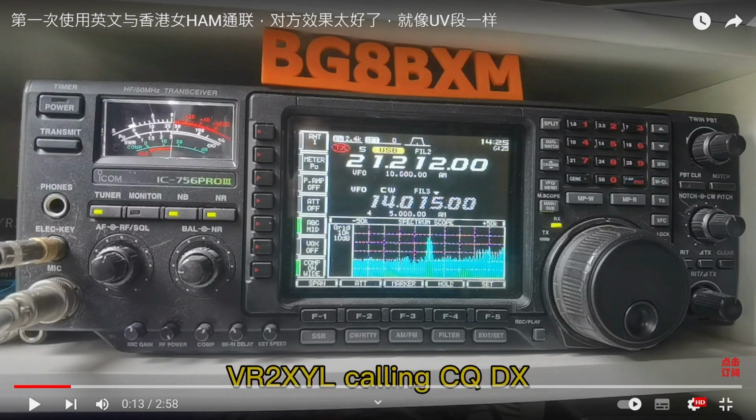Question: what is 15? 15 means the wavelength they are using is 15 meter. So the 15 meter wavelength you can calculate, let me see if I've got a calculator. Okay, never mind.